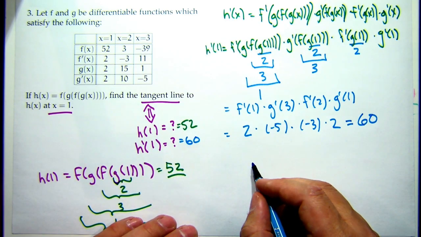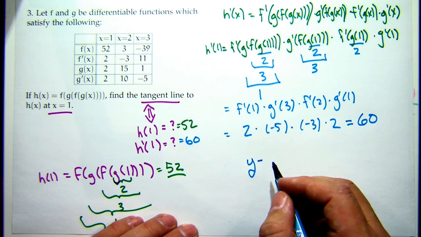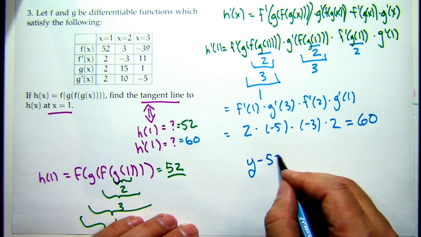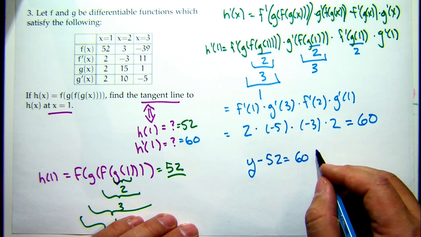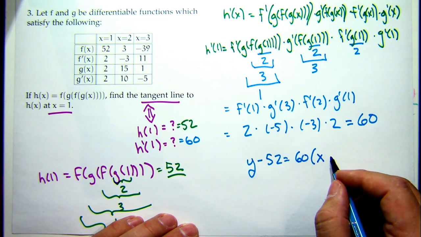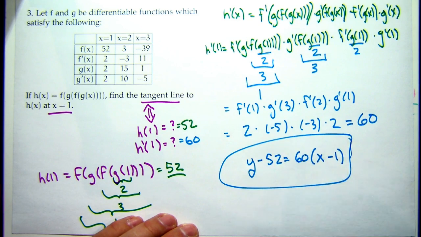So that's 60. Now we're not done yet because it said find the tangent line, but we found the two pieces of information which matters. Y minus your y coordinate, our y coordinate is 52, is equal to our slope, 60, times x minus our x coordinate, which is 1. What do we do here? Box it. If you want to rewrite it, that's your choice because you like to live dangerously, but I like to be conservative.